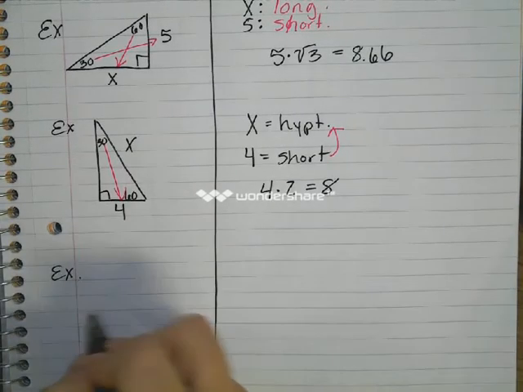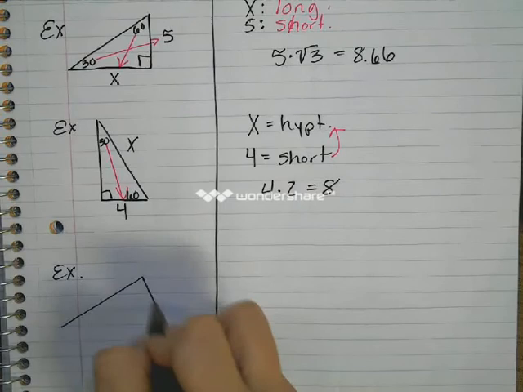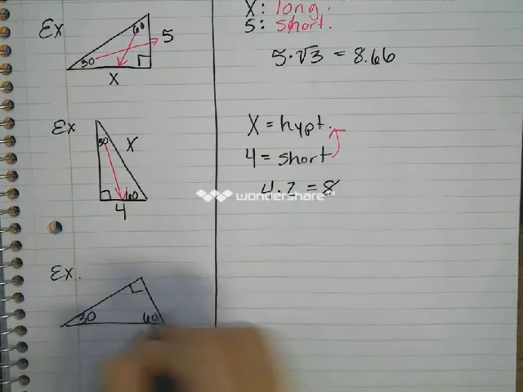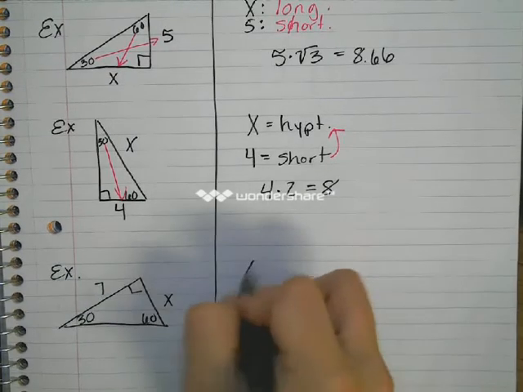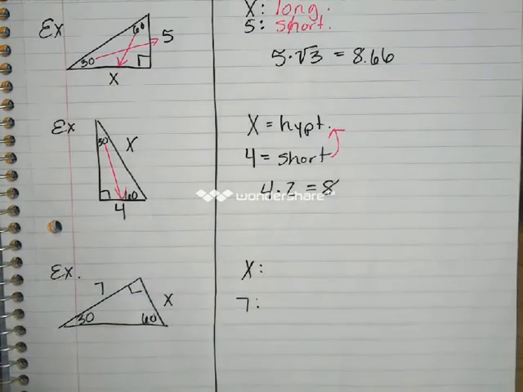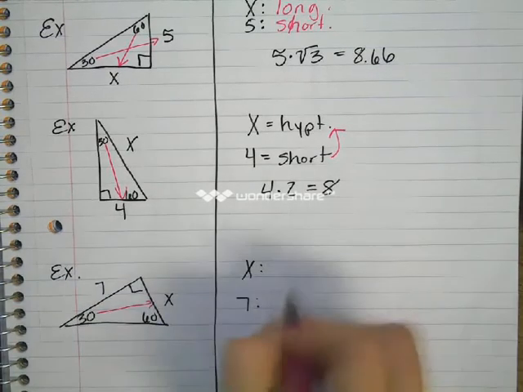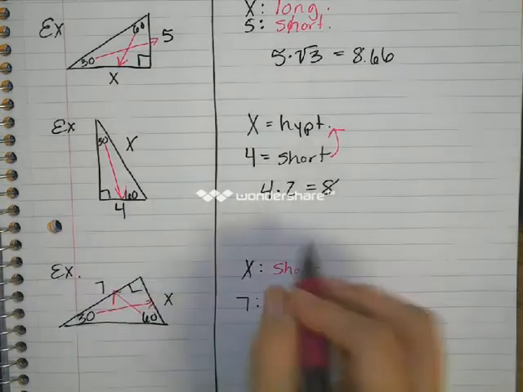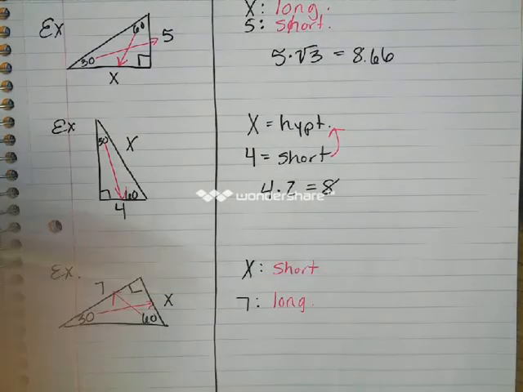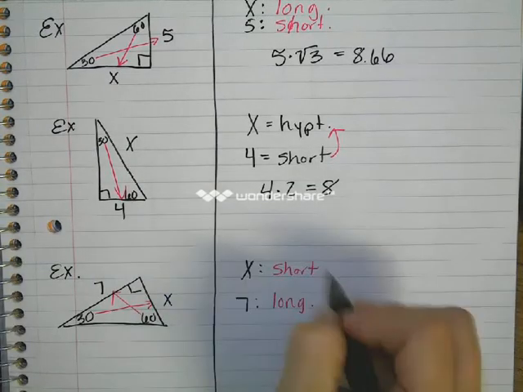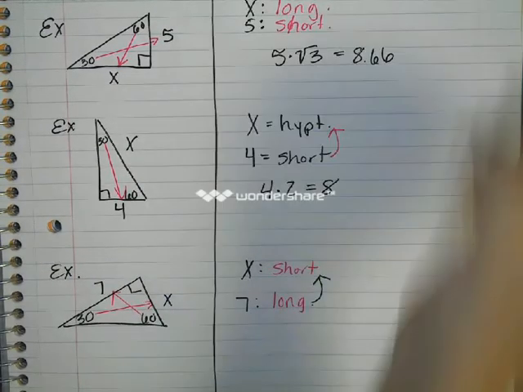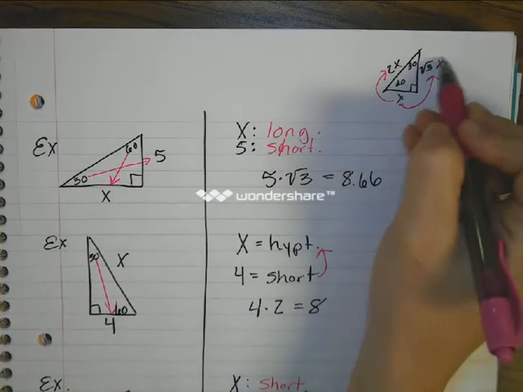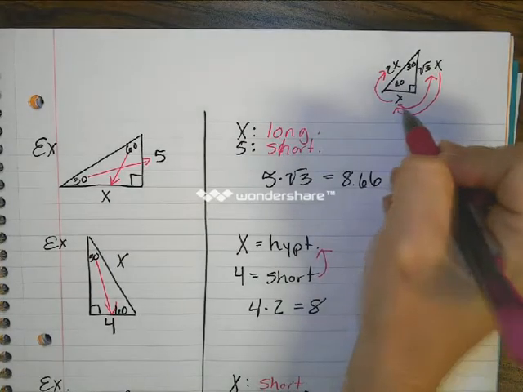Okay, identify them. You got x and 7. X is across from the 30. That makes it the short side. And 7 is across from the 60. That makes it the long side. So I have my long, and I'm trying to get to my short. Let's go up to my diagram. If I have my long side and I'm trying to get to my short side, then I would divide by square root of 3. So I have 7 divided by square root of 3, and that equals 4.04.